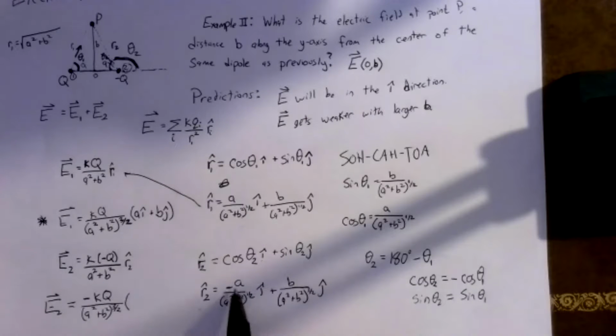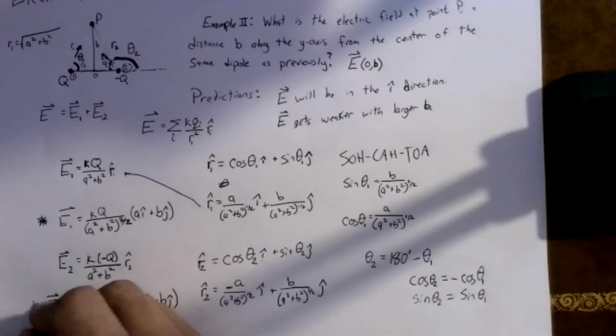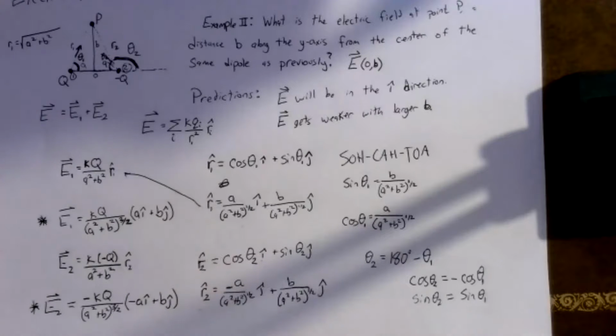Times what we have left here this time, which is minus AI hat plus BJ hat. So that's our E2. And now we're just about done. We're going to see that we're going to get some terms canceling.